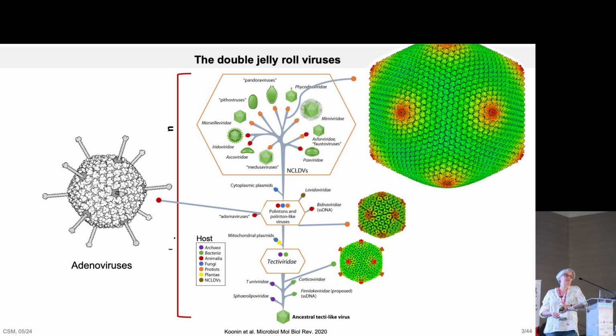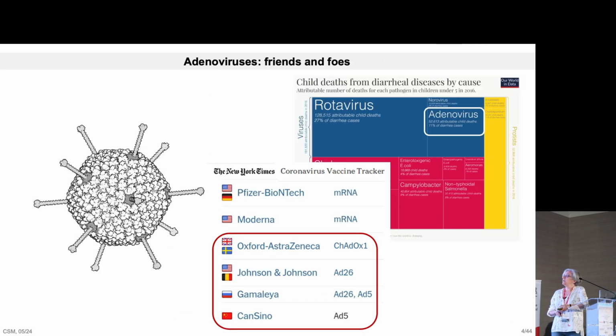So we are solving structures of double jelly roll viruses infecting unicellular organisms from bacteria to unicellular algae. But the main player of my story today is here on the other side, adenovirus. Adenoviruses are also double jelly roll viruses, and they infect animals, including us, humans. As you can see here, adenoviruses are pathogens. For example, they are one of the leading causes of diarrhea in children.